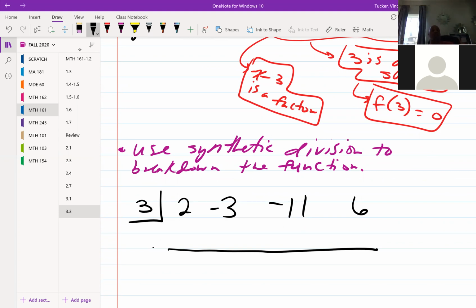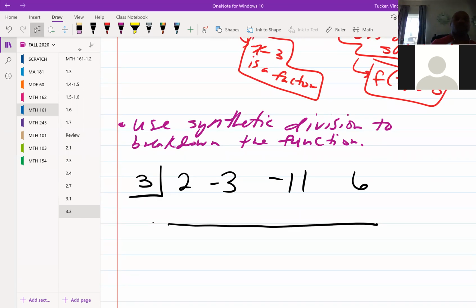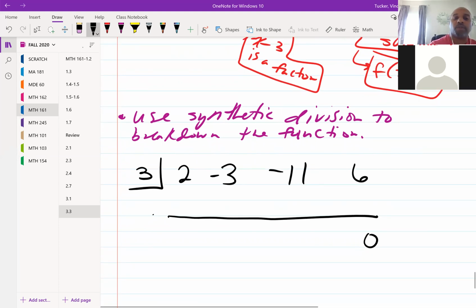All right. Also, since we know that 3 is a 0, according to the remainder theorem, 0 is supposed to be right here, according to the remainder theorem. All right, so let's go ahead and do that.